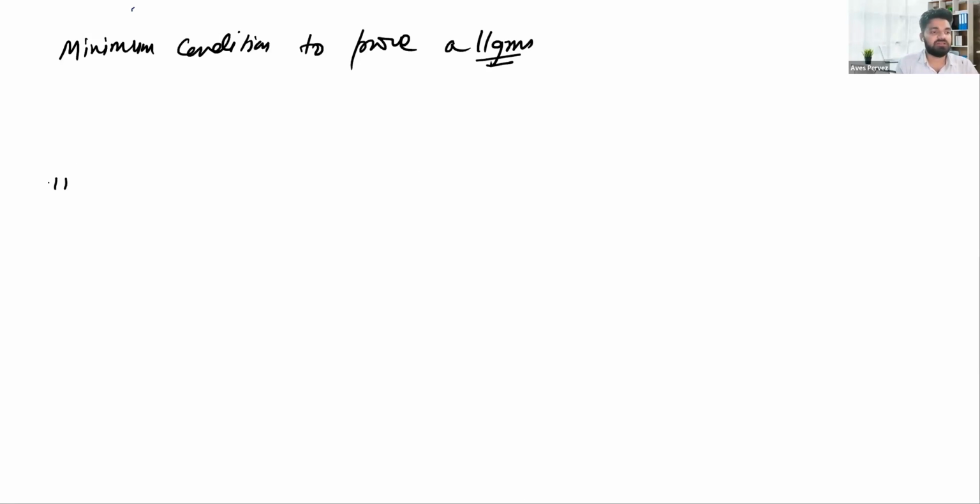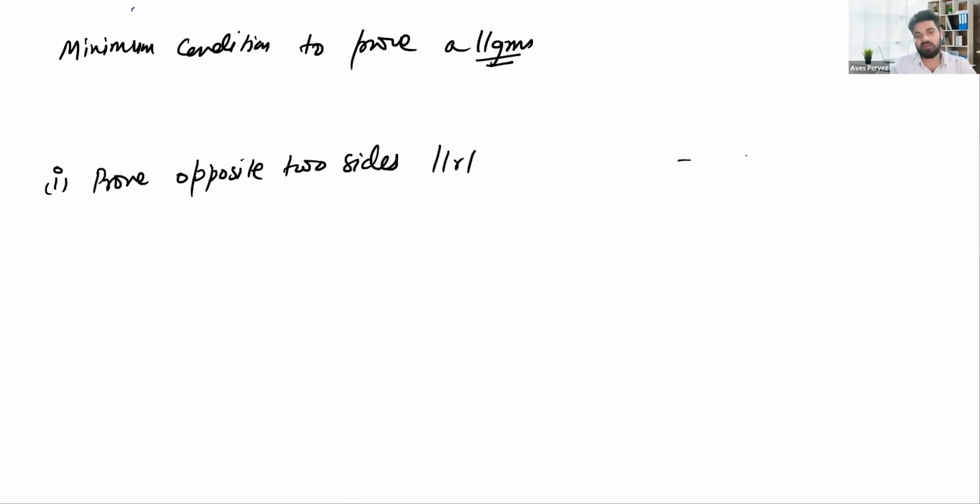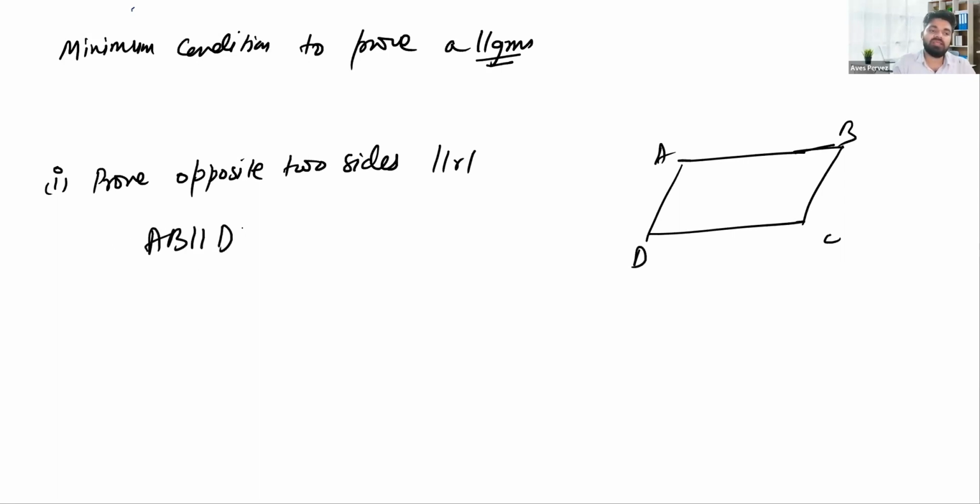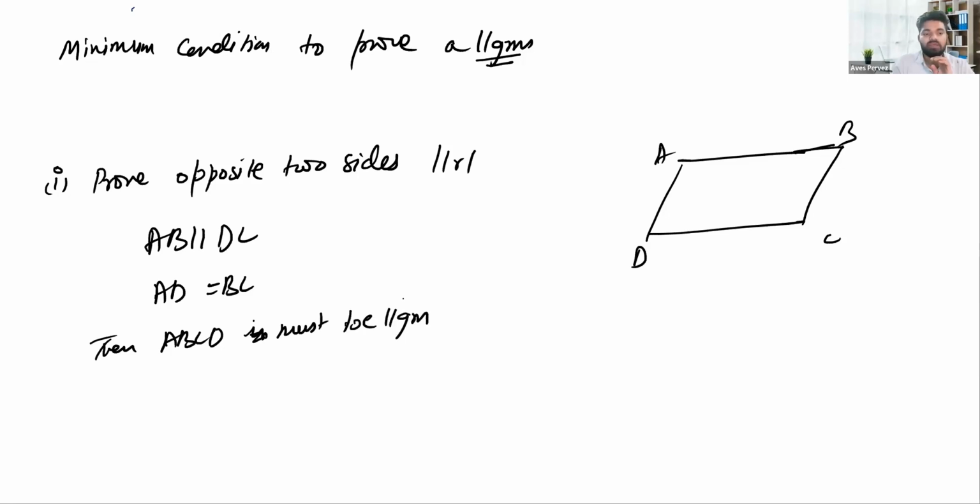The first condition: prove opposite two sides parallel. For example, ABCD is a quadrilateral, and in quadrilateral ABCD, if we have proved AB parallel to DC and AD parallel to BC, then it will be proved that ABCD must be a parallelogram. Okay, you understood?